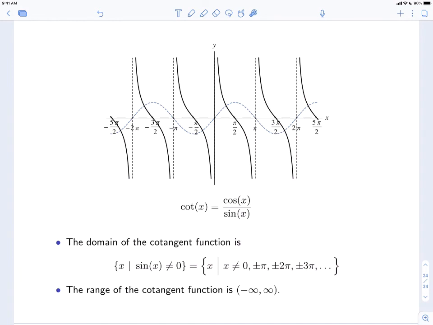So once again, we're ruling out all of the integer multiples of pi. So that means we have vertical asymptotes at 0 and pi and 2 pi and minus pi and minus 2 pi and so on. So once again, the dashed curve here is y equals sine of x, and every place that it crosses the x-axis, that's where sine of x is equal to 0, and that gives us one of these vertical asymptotes. But once again, just like tangent, the range of cotangent is -infinity to infinity.